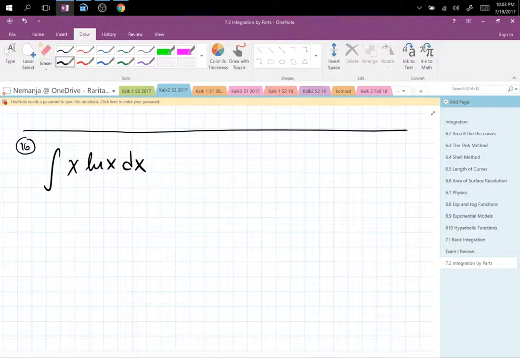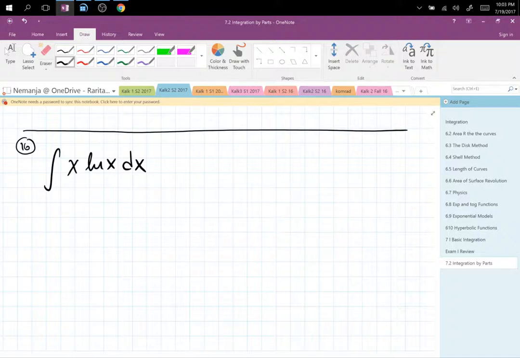Because if you pick u equals x, you are left with what? dv is ln x, right? Can you integrate ln x? No, right? You can't integrate, not yet. But even if you can, it will make the problem worse. Once you learn what the integral of ln x is, go back, revisit this problem, and you will see that if you pick u equals x and dv equals ln x, it's going to be bad.